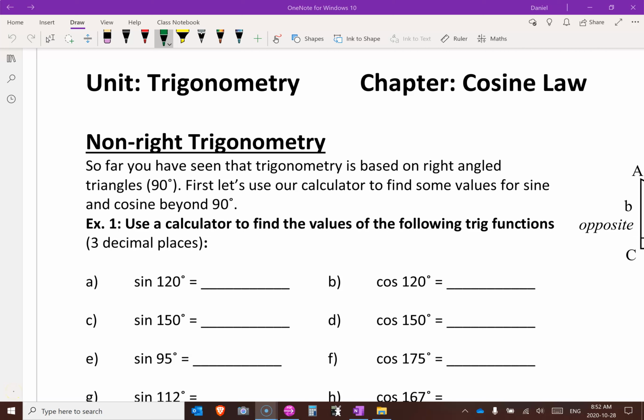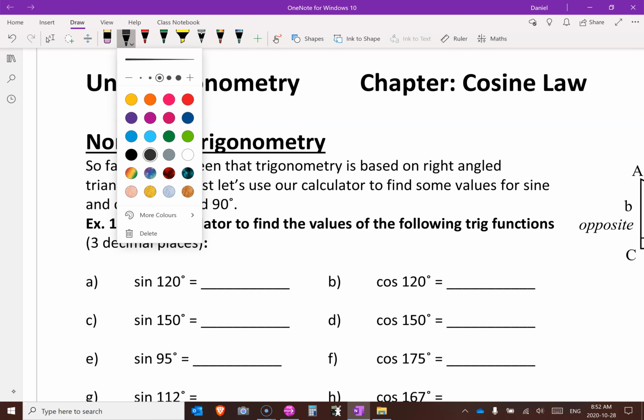We're now going to be looking at cosine law and sine law. We're starting here with cosine law. So this is for triangles that are not based on 90 degrees. We've been dealing with triangles for a long time that have been like that. And you could do a squared plus b squared equals c squared, the Pythagorean theorem, and you can do SOHCAHTOA.